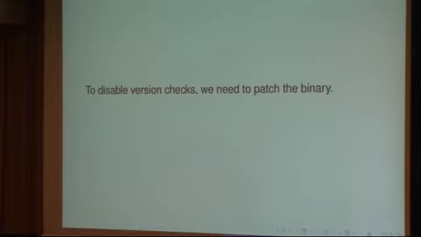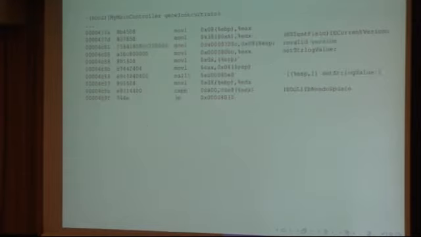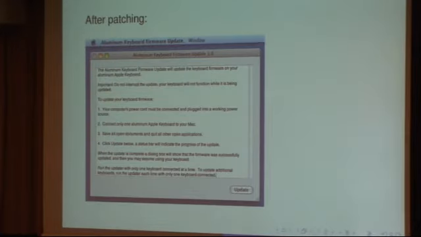In any case, whenever we were trying to run the updater, there were a number of places where the firmware version was checked, so we had to patch the binary to disable those checks. In a couple of places here, we make both of those jumps unconditional. Another place, no-op that conditional jump. So now we've disabled the various version checks, and this is what that Cocoa application looks like whenever you plug in a keyboard that hasn't been updated.